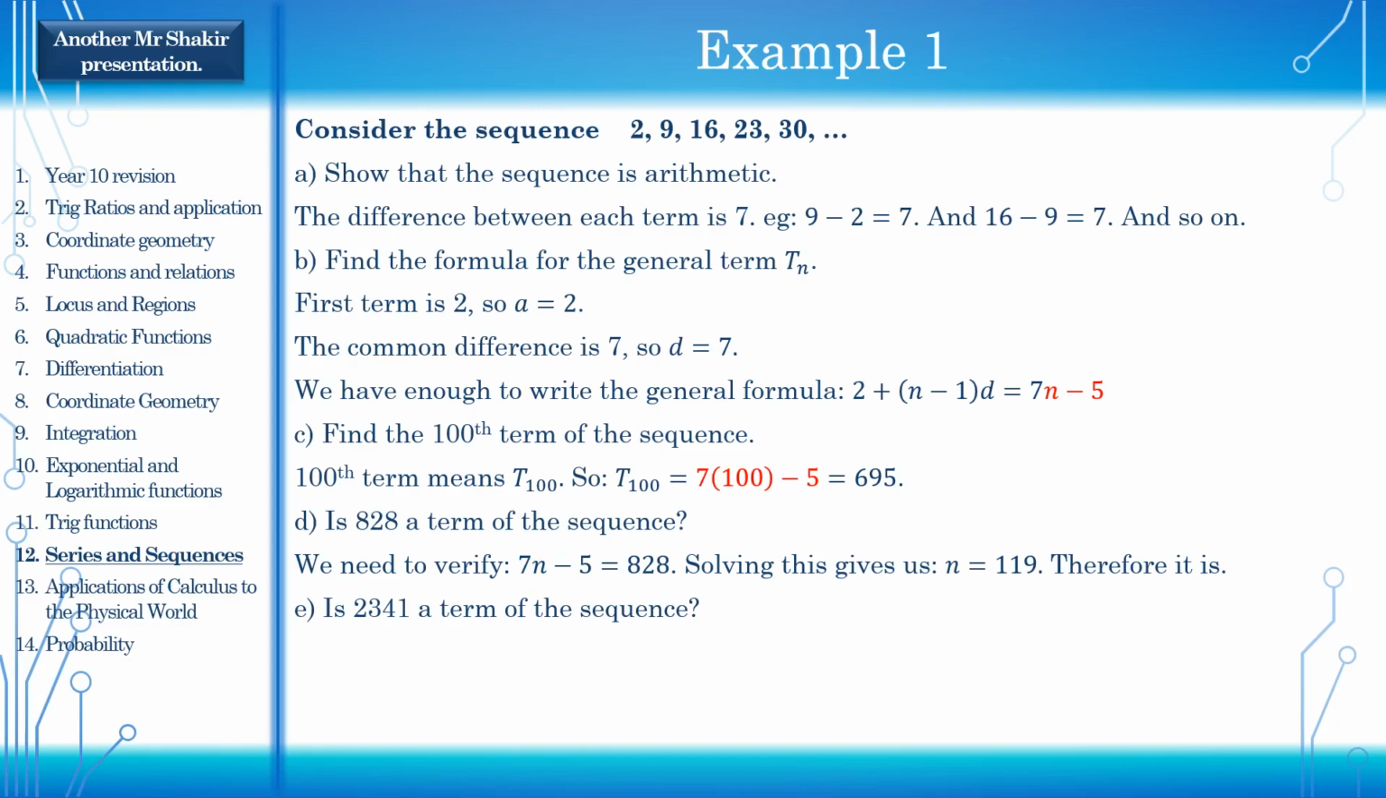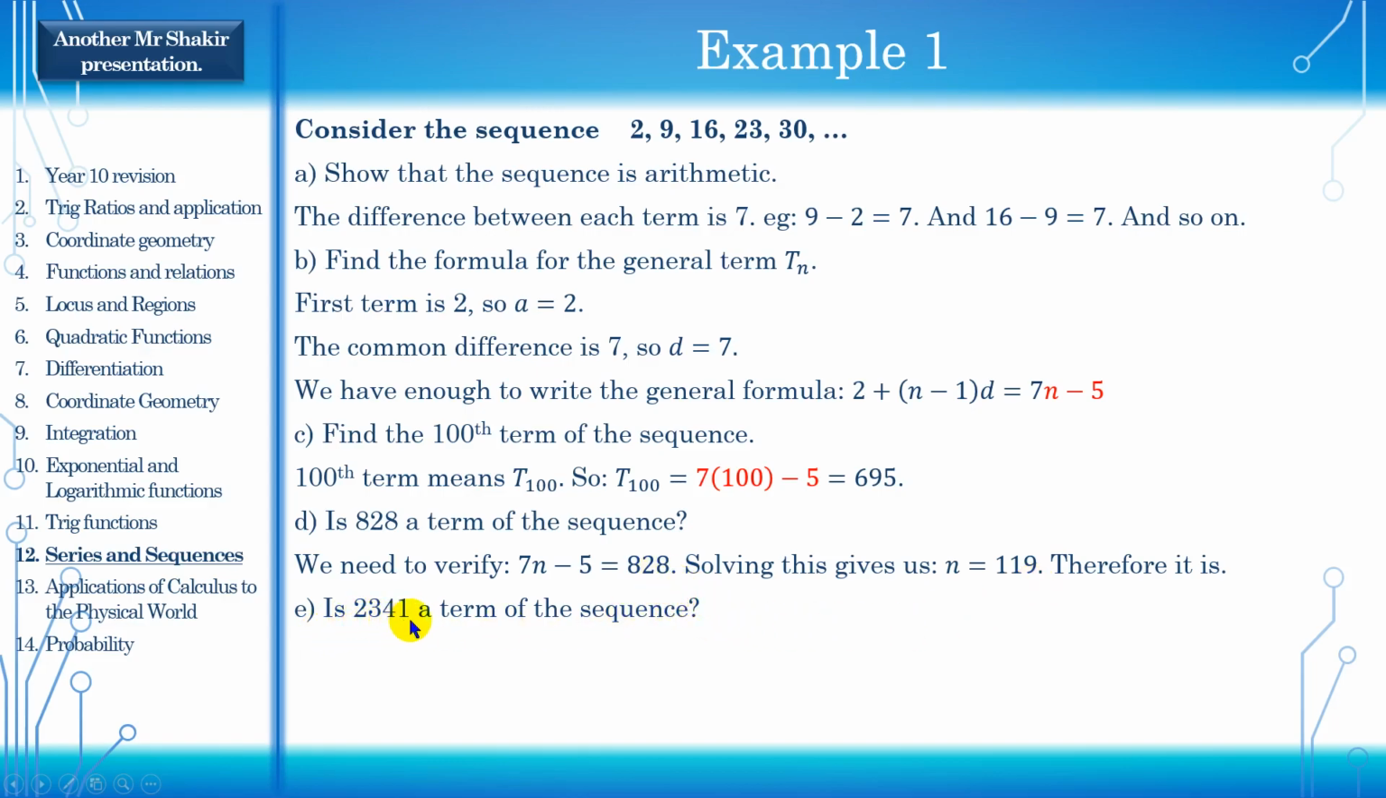And the reason for that is you can't have the 1.5th term. It doesn't make sense. It'll either be the first term or the second term or the third term. There's no such thing as the 3.5th term. So n has to be a positive whole number. And that's how we will check. We'll try and solve this algebraically, and we check, well, is n an integer solution? And it is. It's 119. So therefore, 828 is a term of the sequence.